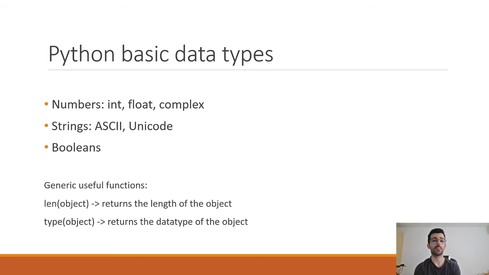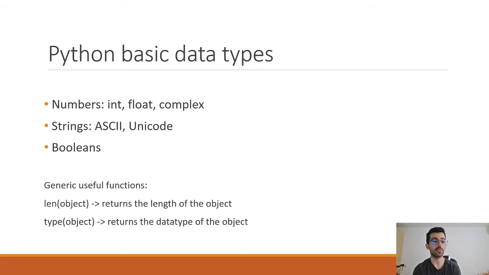Let's talk about some basic data types in Python. We have the numbers, which consist of the integer, the float, and the complex number. We have the strings, which can be either encoded in ASCII or Unicode. It doesn't matter, it depends on the character set that you choose. And we have the booleans, which consist of either of two possible values, true or false.